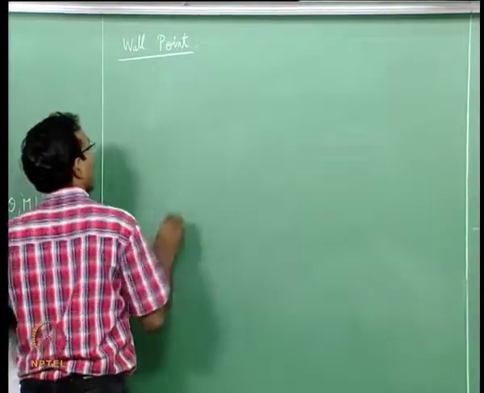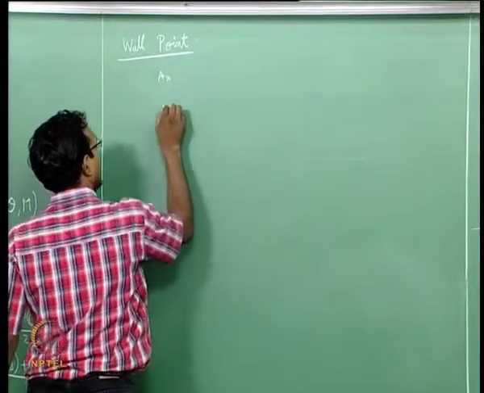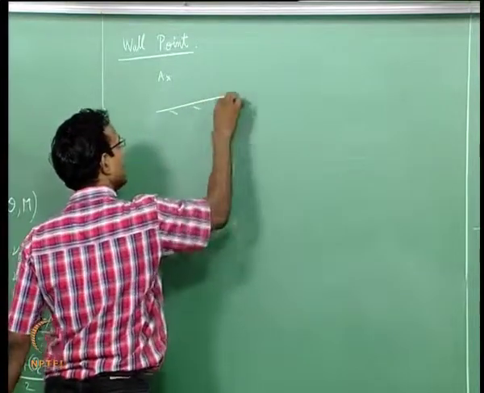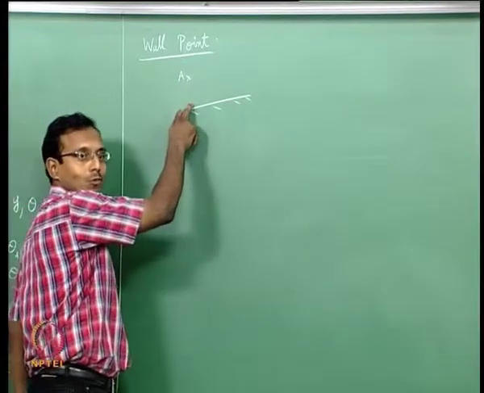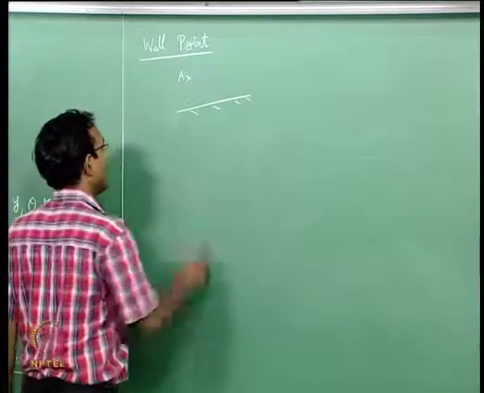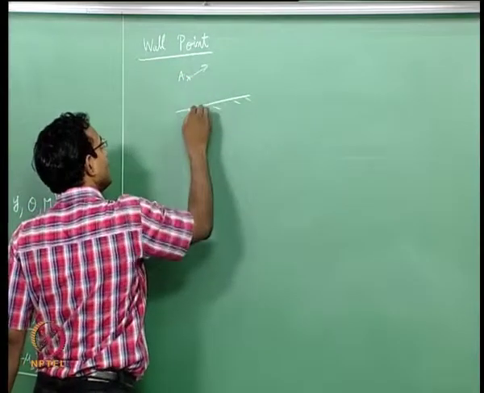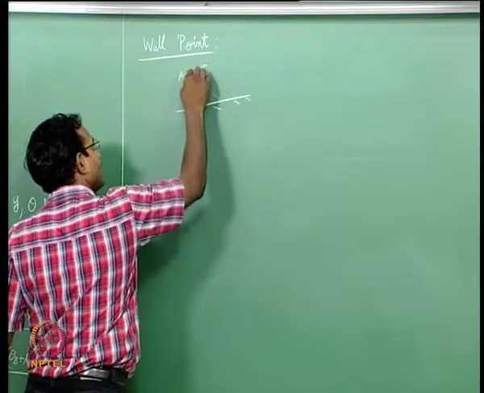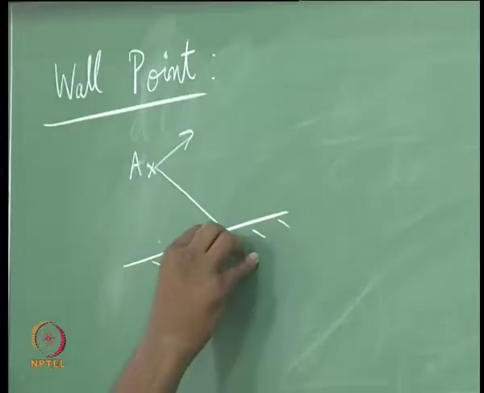Okay. Wall point, that is, I am given a point A and there is a wall somewhere nearby, and there is no other point here, no more interior points. So flow is going like this, and I am going to say there is a right running characteristic reaching here to this wall. I need to find properties at this point B.